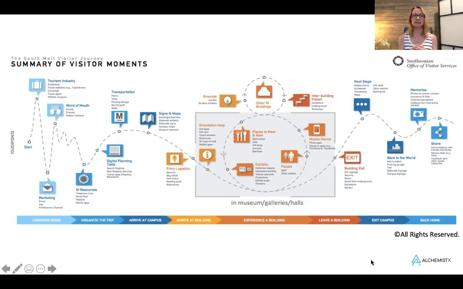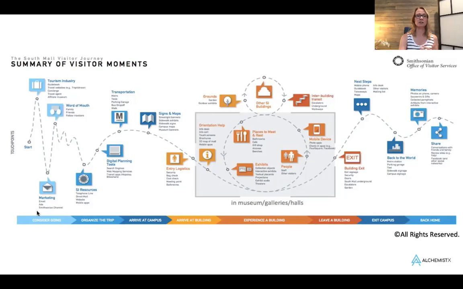What the Smithsonian did that I think is really interesting is they extended outside of their walls. They said, that's how we look at the traveler's experience once they come into our walls, but what happens outside of that? They started to look at it from the time they're considering coming to the museum, organizing their trip, arriving at the campus, arriving at the building, the experience within the building, exiting the building, exiting the campus, and then back home. They unpacked it through the lens of the visitors' experience, which doesn't confine itself just to their buildings.